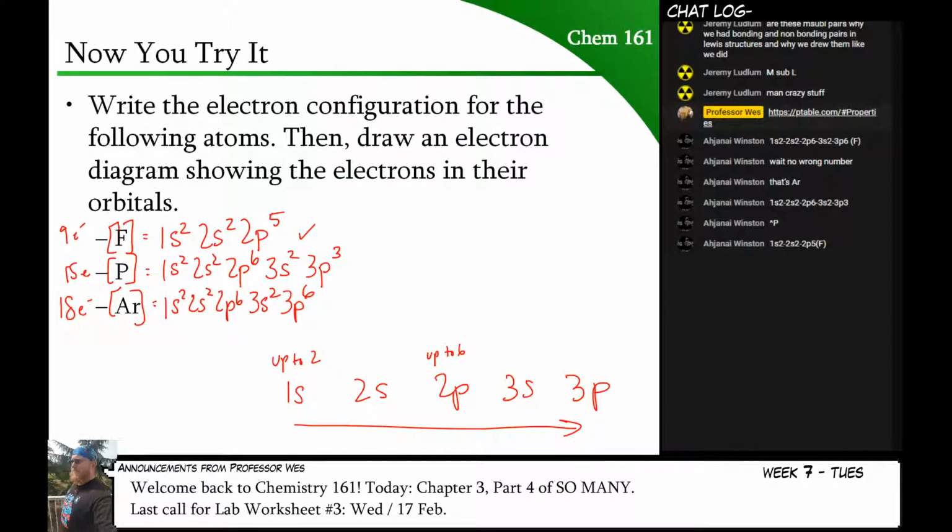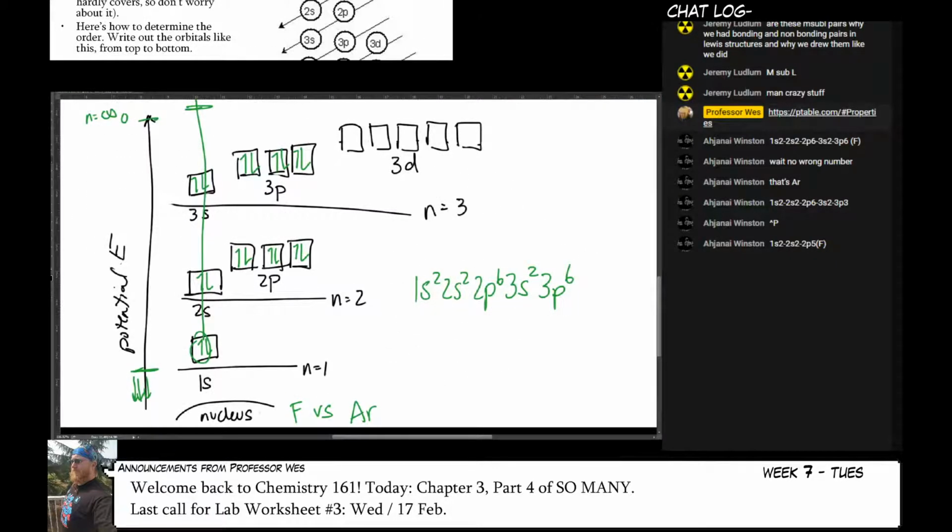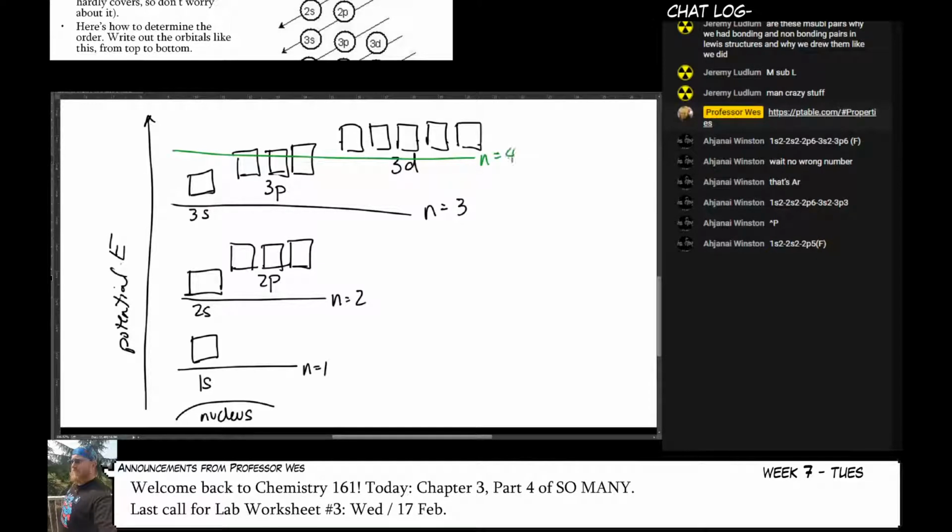Okay. What do we do for elements past 18? And the answer is, well, the ordering of energy becomes irregular. The reason is that if I go back to this diagram over here, when I get to n equals 4, it actually appears right in here. So when I put 4s down, it's actually lower in energy than 3d. And then I put 4p down, and it's higher in energy than 3d.